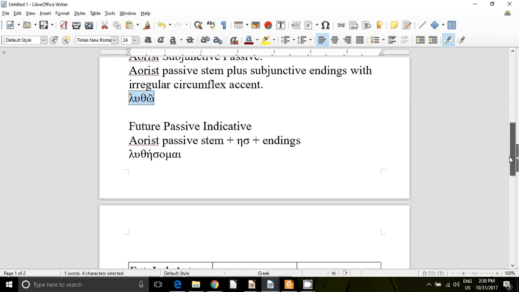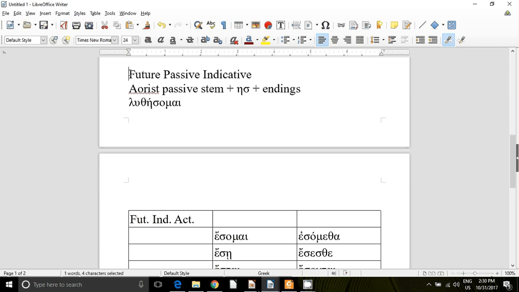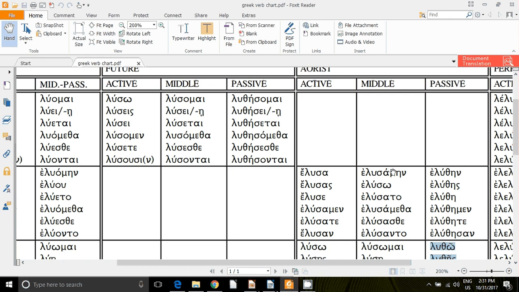What else do we form on the 6th principal part besides the aorist passive? We form the future passive also on the 6th principal part. We take the aorist passive stem, we add eta sigma, and then the normal middle passive endings that you know so well. So here is my future passive indicative. Luthesomai, luthese, luthesetai, luthesometha, luthesesthe, luthesontai. So omai, ese, etai, ometha, esthe, ontai. Endings you know very well.